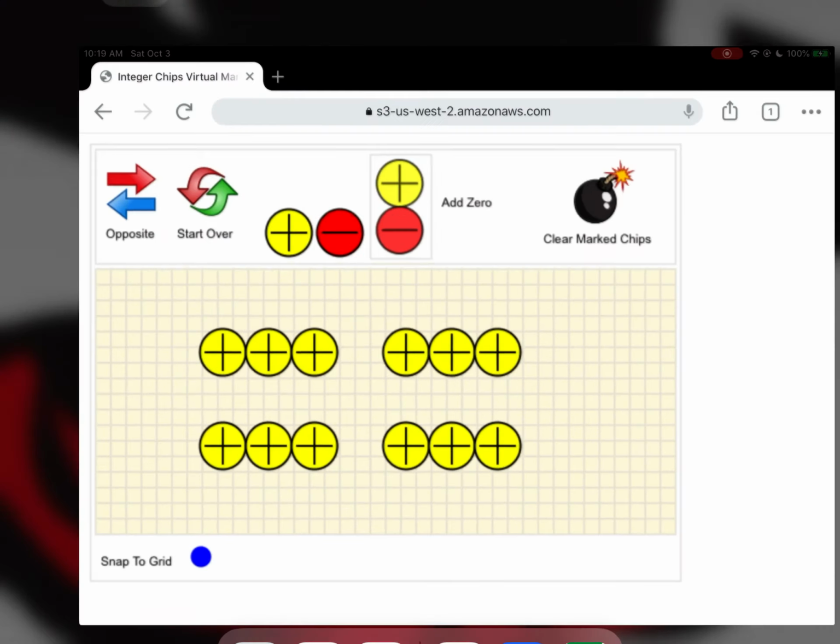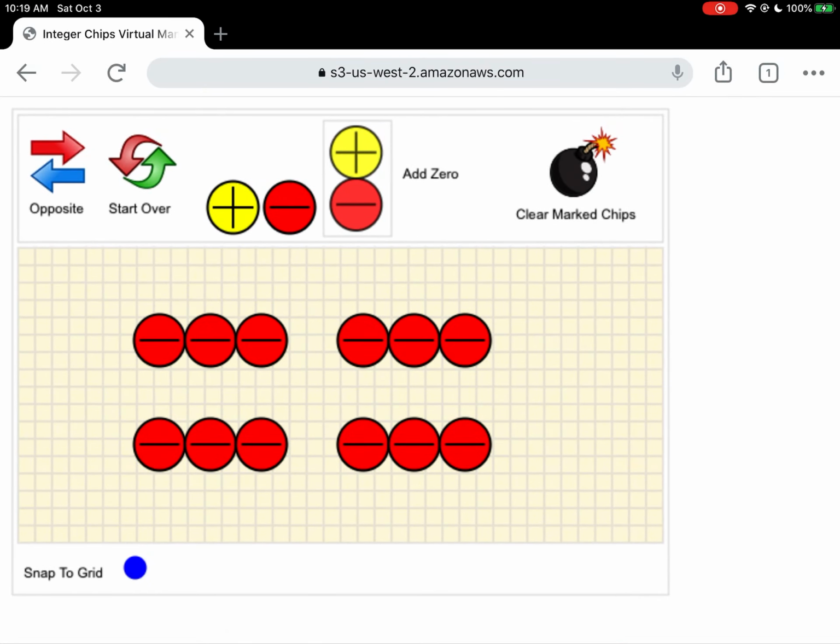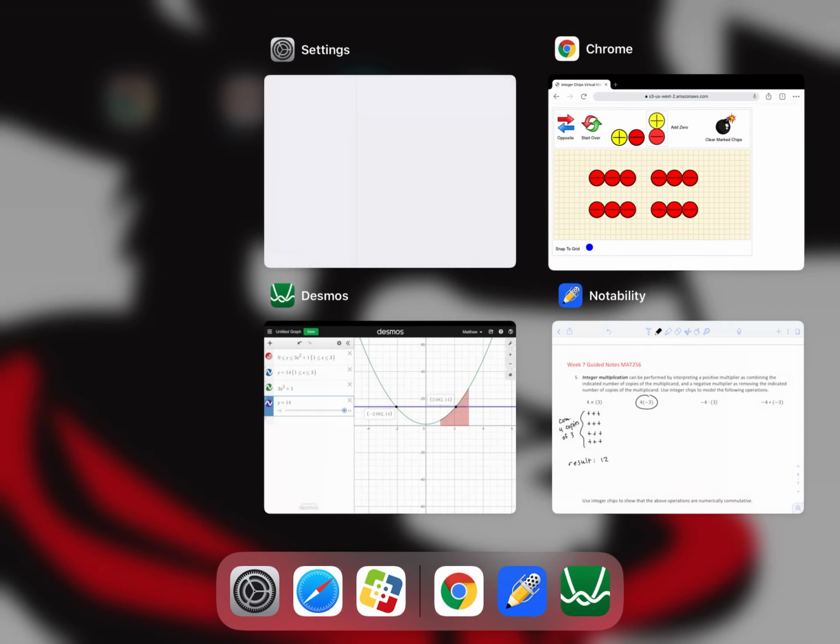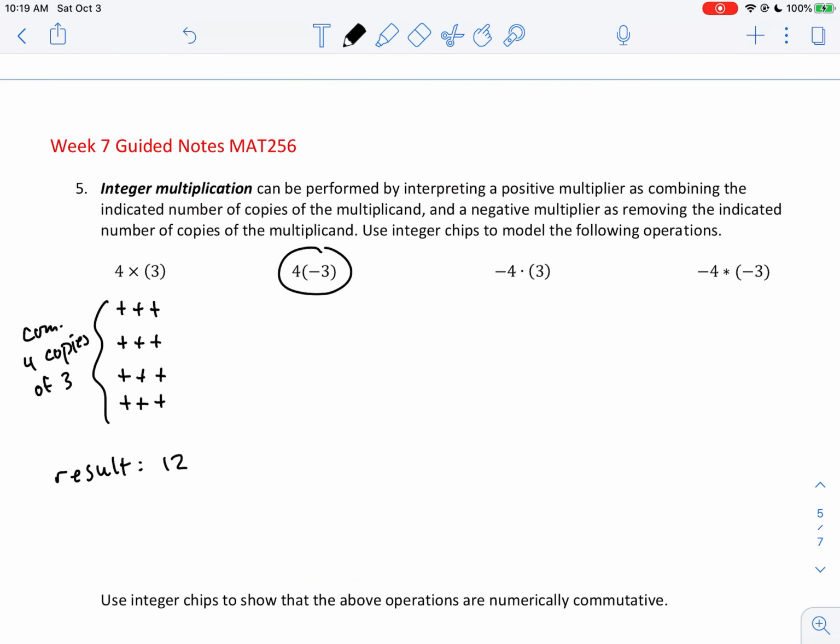Here, we're going to combine 4 copies of negative 3. All these want to be negatives. So there's 4 copies of negative 3, and we combine them. There's negative 3, here's negative 3, here's negative 3, here's negative 3. Do 4 copies and the result is negative 12.